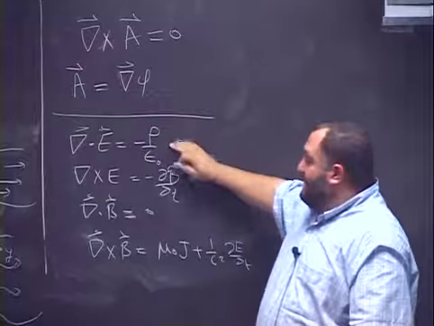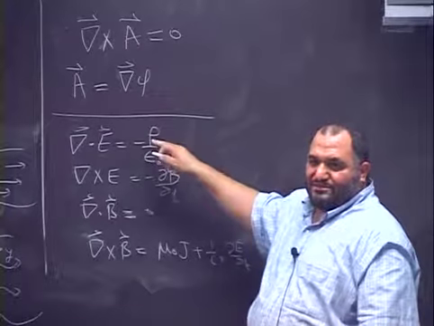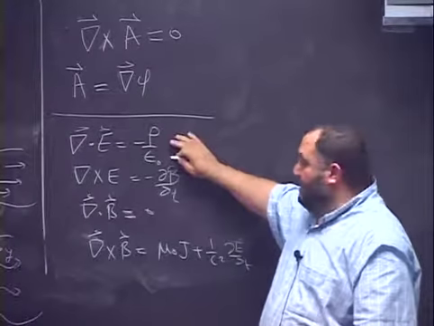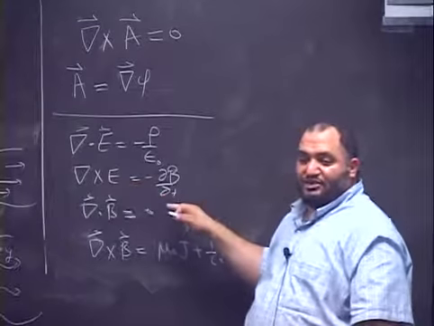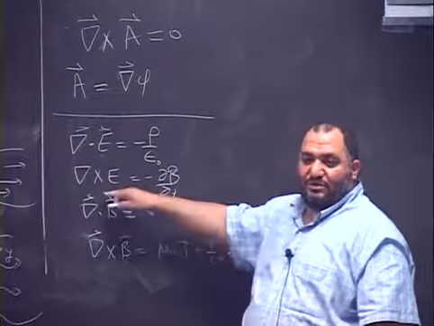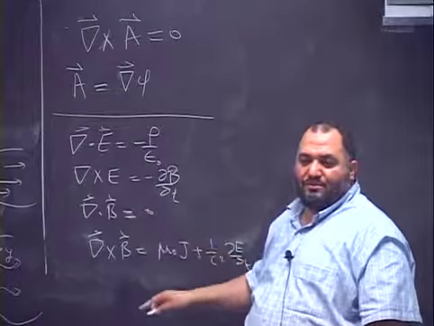The electric field is coming from what? From a charge. This is called Gauss law. And this is called Faraday law: if you have a changing magnetic field with time, you will generate what? An electric field. And this is called magnetic monopole.